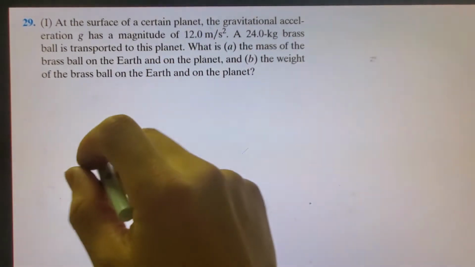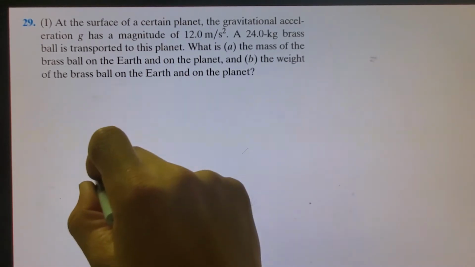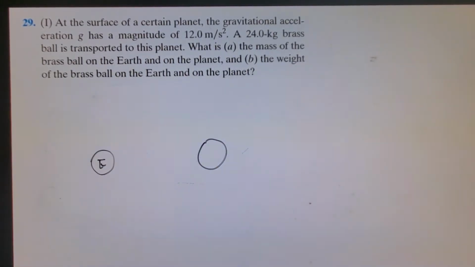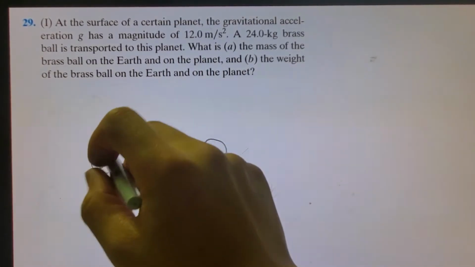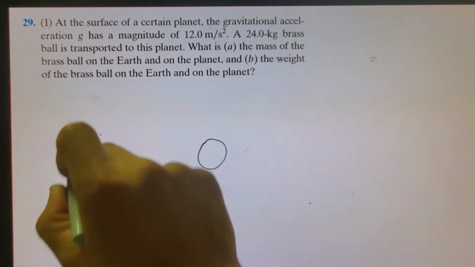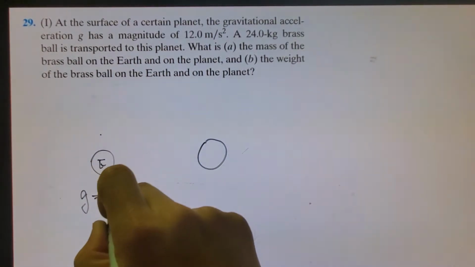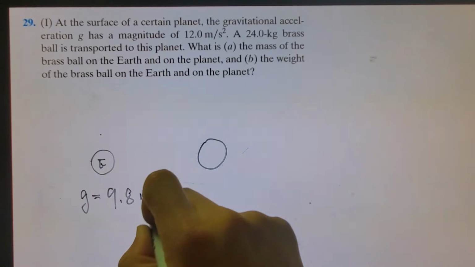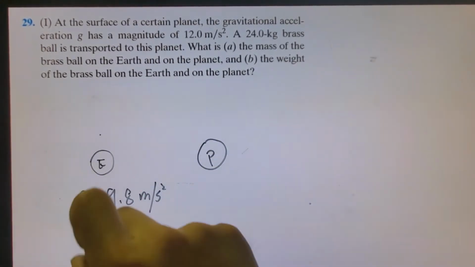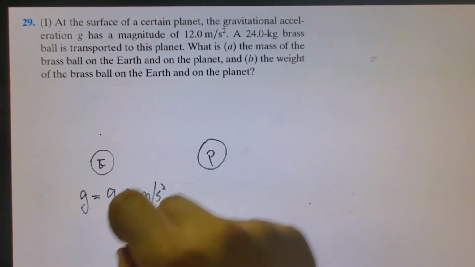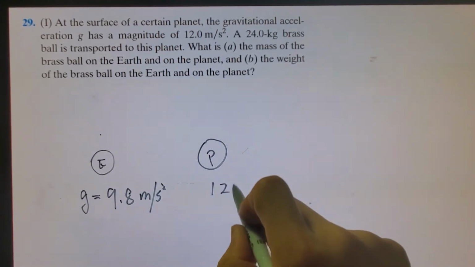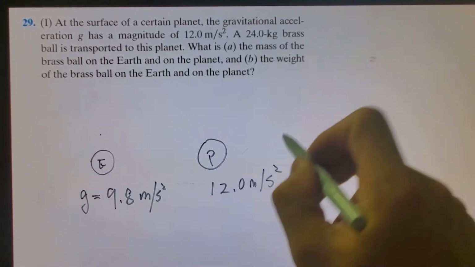All right, so here's the Earth. Here's another planet. Well, they're not close to each other. We just try to do some calculation. On Earth, what is the gravitational constant? That g over here is equal to 9.8 meters per second squared. Let's say on the other planet, it's not 9.8, it's not the same size as the Earth. The question gives it as 12.0 meters per second squared.